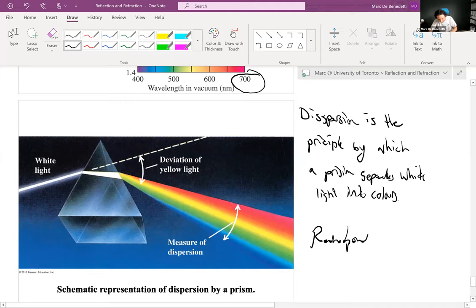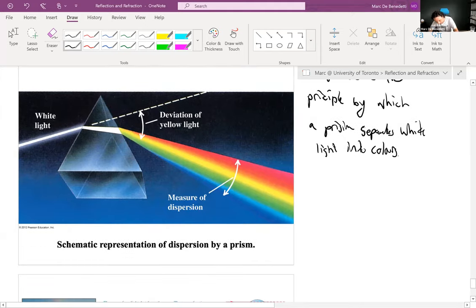And seeing as how, oh my, what is happening there? It's gotta be something with the tablet. Rainbow.